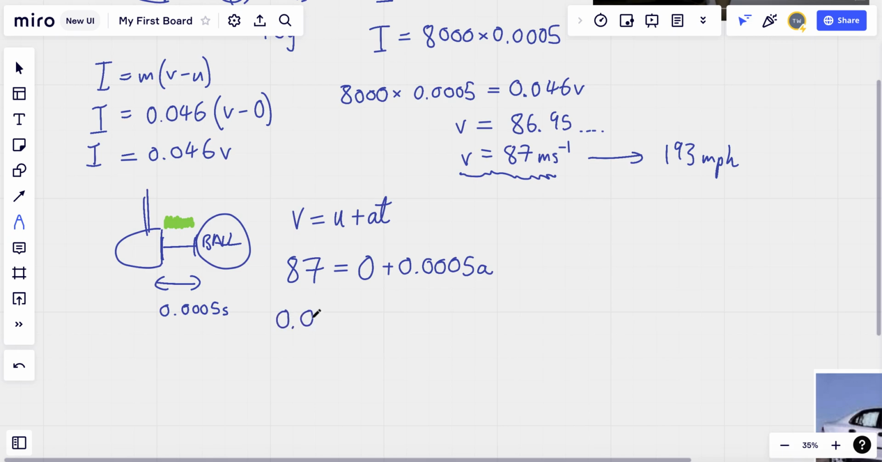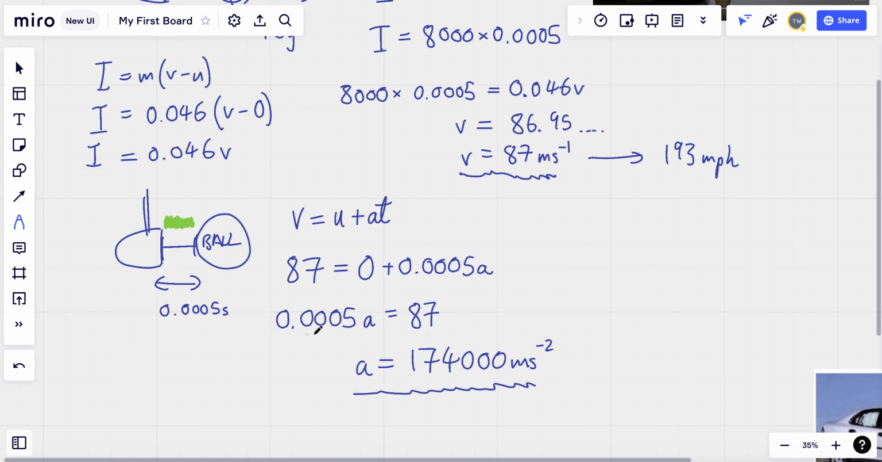So I end up with an equation like this. As you can see, this is going to give me quite a big number. If I divide my velocity by the time it's taken to get from 0 to that velocity, I end up with, again, check this on your calculator, 174,000 meters per second squared. What that literally means is, if I was in contact with this force for a whole second, I'd be going at 174,000 meters per second.